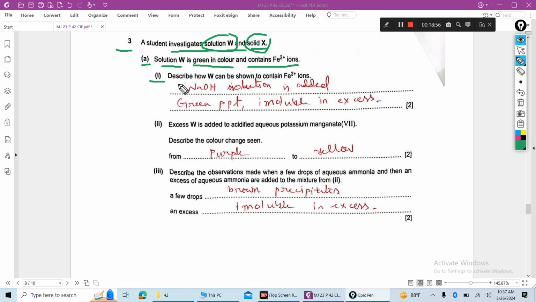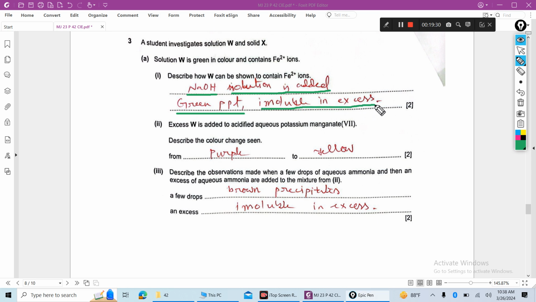Now 1, describe how W can be shown to contain iron 2 ion. You already know the test for iron 2 ion: sodium hydroxide solution is added, iron 2 ion, iron 3 ion. The reagent is sodium hydroxide solution, or aqueous solution. So sodium hydroxide solution is added. If you add sodium hydroxide, you would see a green precipitate.